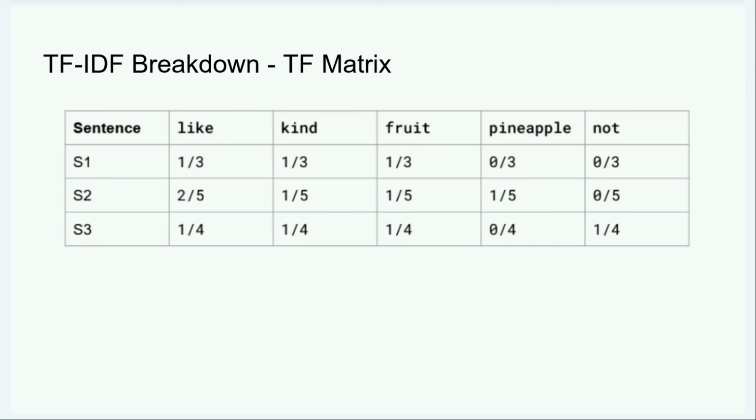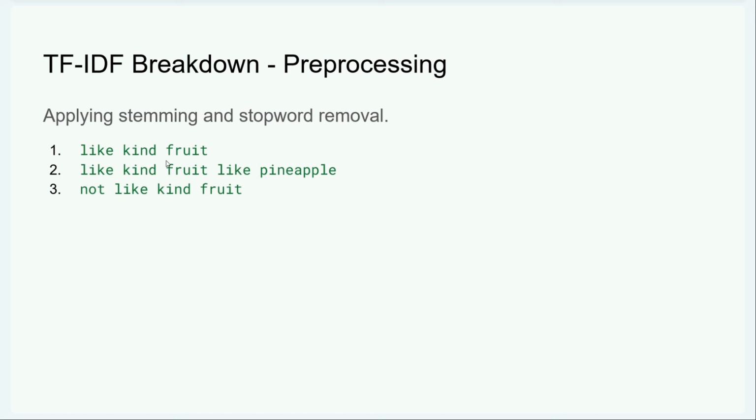Now we calculate the term frequency matrix. Now, as I said, term frequency is the count of a token in that sentence divided by the total number of tokens in the sentence. This is calculated for the entire vocabulary. So the vocabulary now consists of like, kind, fruit, pineapple, and not. You can construct the vocabulary from here.